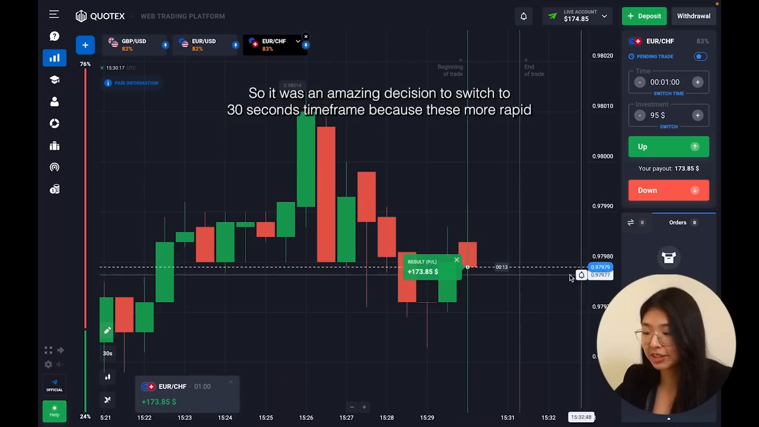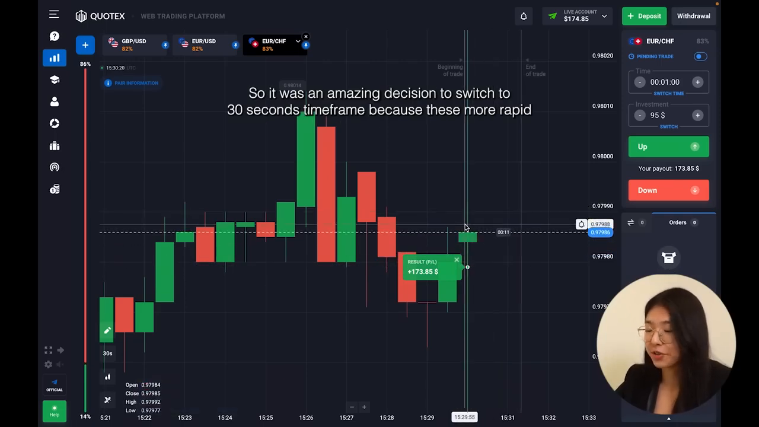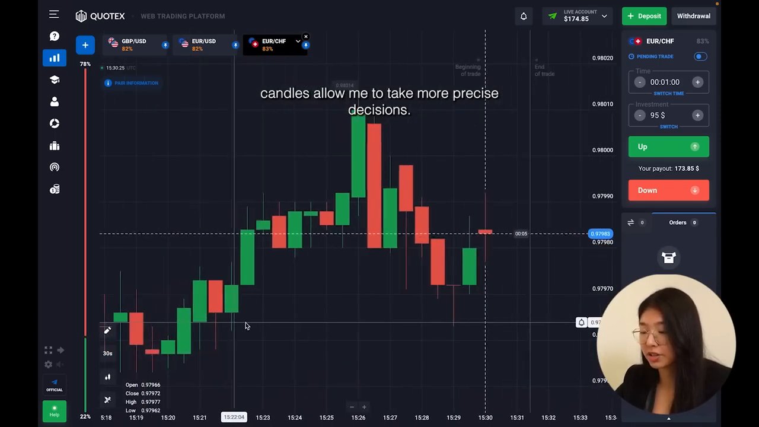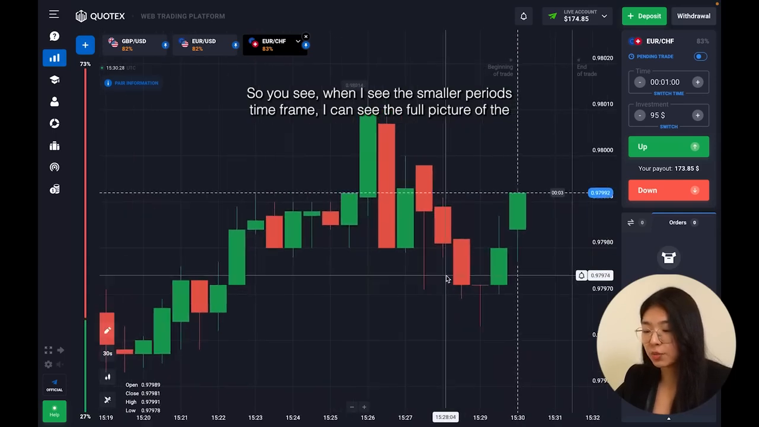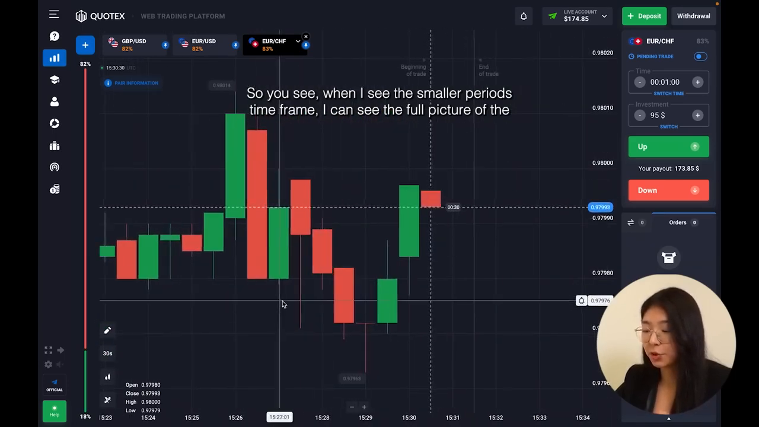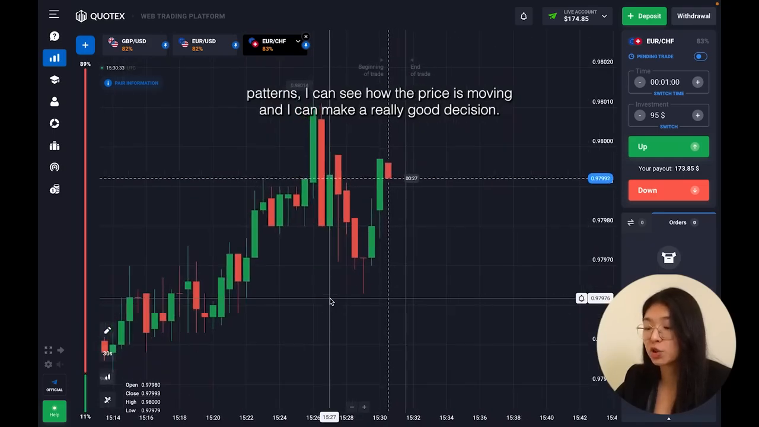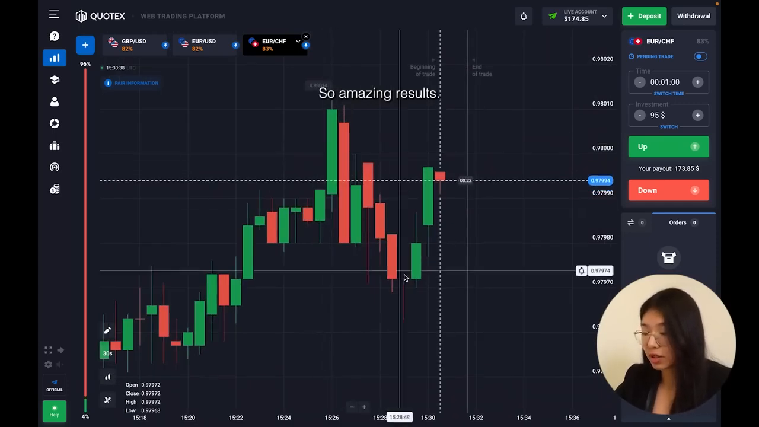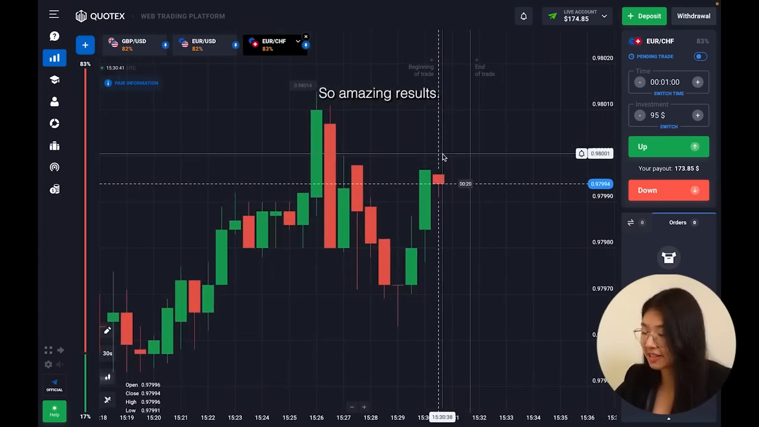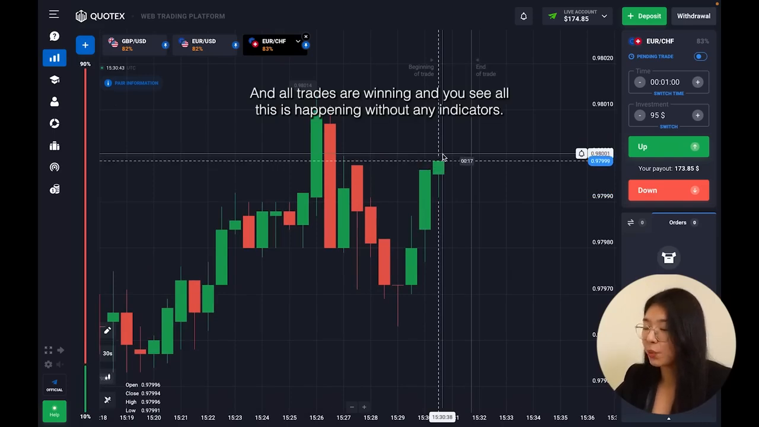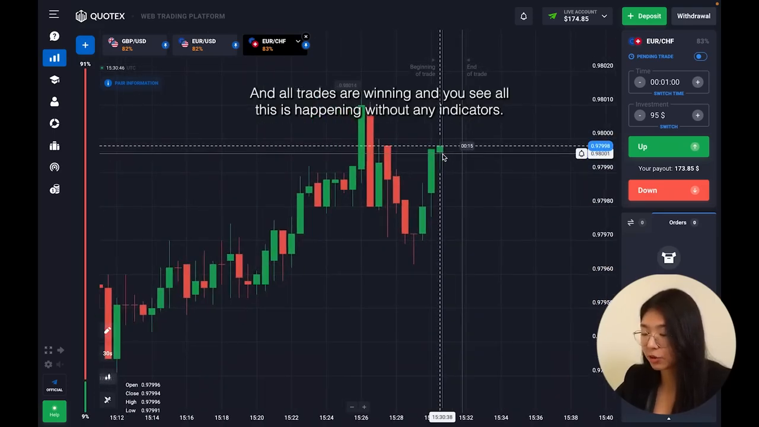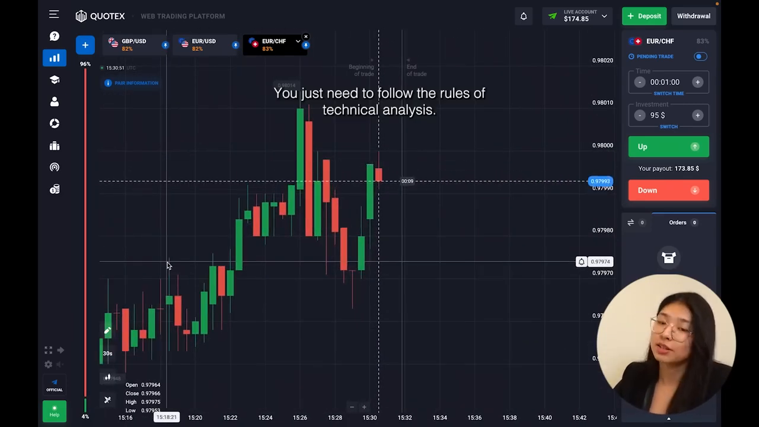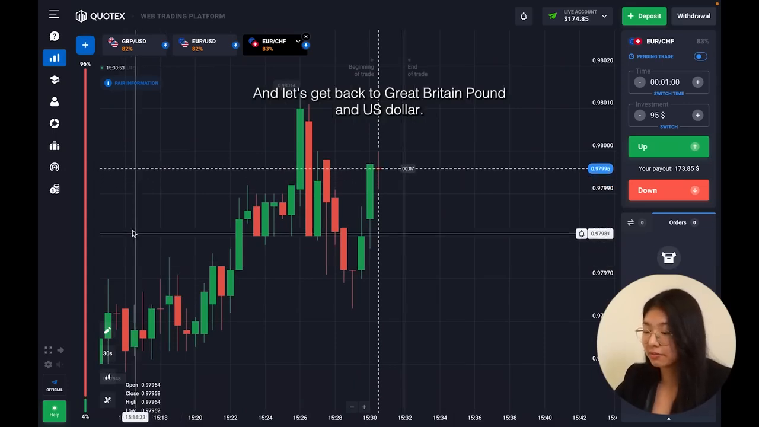You see this profit, and it was an amazing decision to switch to the 30 seconds time frame, because these more rapid candles allow me to make more precise decisions. So you see, when I use the smaller time frame, I can see the full picture of the patterns, and I can see how the price is moving, and I can make really good decisions. So we can make a really amazing result, and all trades are winning, and you see that all this is happening without any indicators.